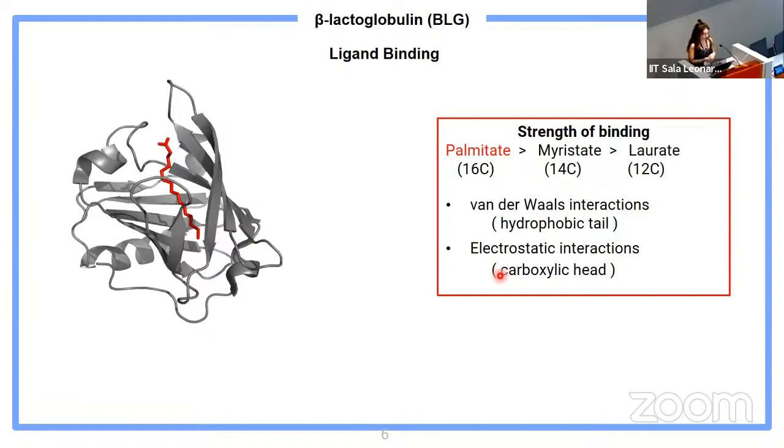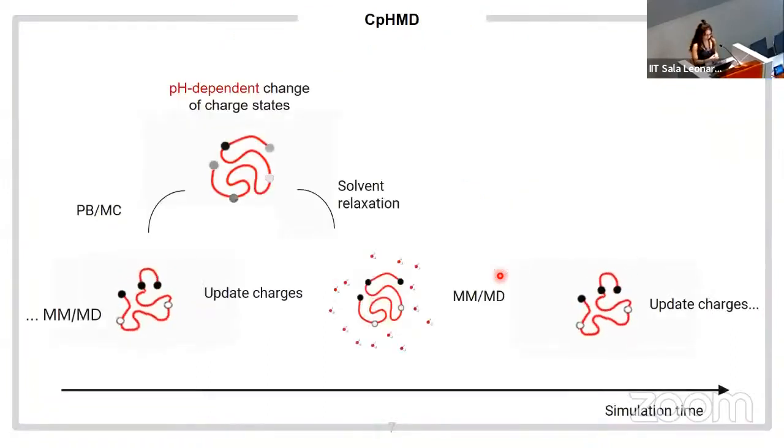Either way, this ligand binding is mediated by van der Waals interactions in the hydrophobic tail and by electrostatic interactions with its carboxylic head and with the nearby residues. Here I focus only on the palmitate using constant pH molecular dynamics, and since the methodology was already explained in the previous days, I think that I don't need to do it again.